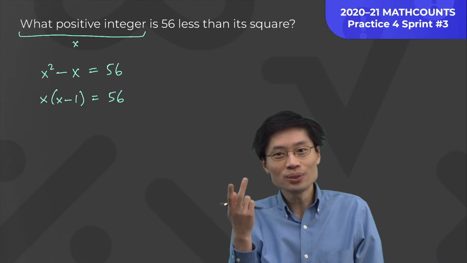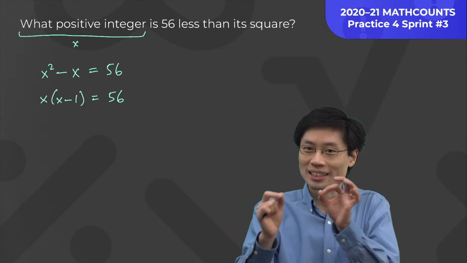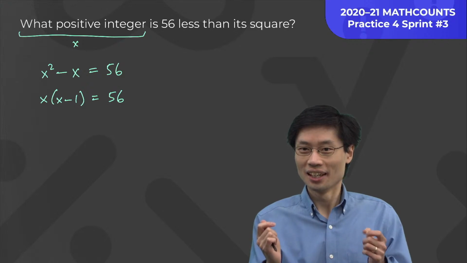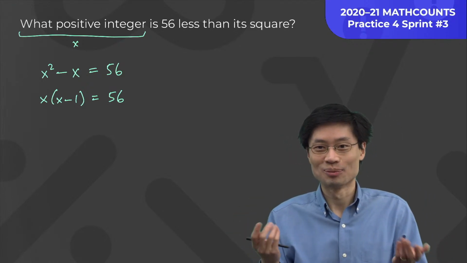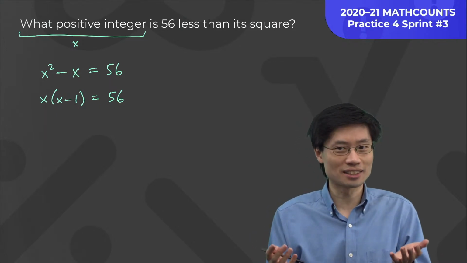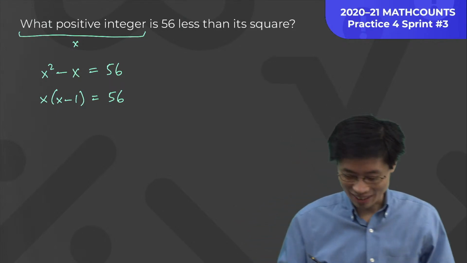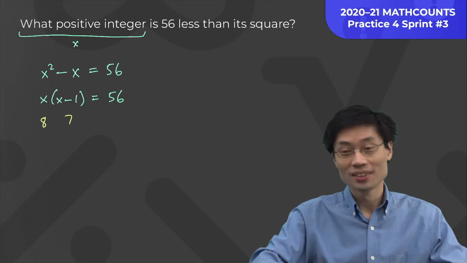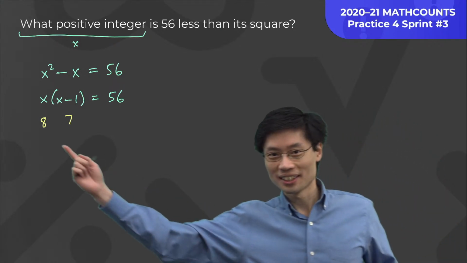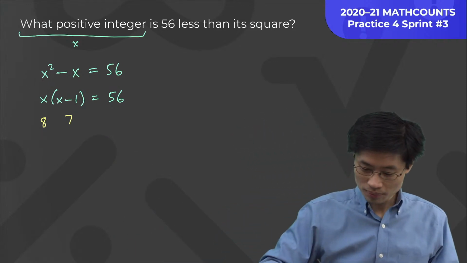Do I know any two numbers where they differ by 1 and they multiply to 56? Actually, you do. That's because we memorize our multiplication table, right? And we know 56, that's 7 times 8. 7 and 8. So this one's 7 and this one's 8. So the answer is x equals 8.